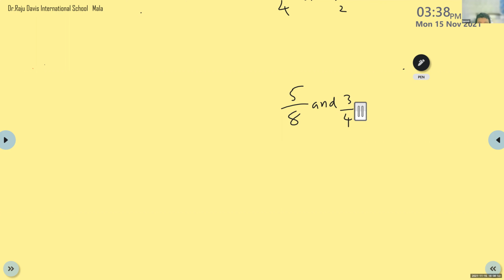Ma'am, 8 is the LCM. Yes, 8 is the LCM. First step, you got it correctly. Ma'am, the LCM is 8. Yes, already. Second step, you can write 5 by 8. Ma'am, wait, I have not completed. 8 divided by 8, you will get it as 1. 5 into 1, 8 into 1.